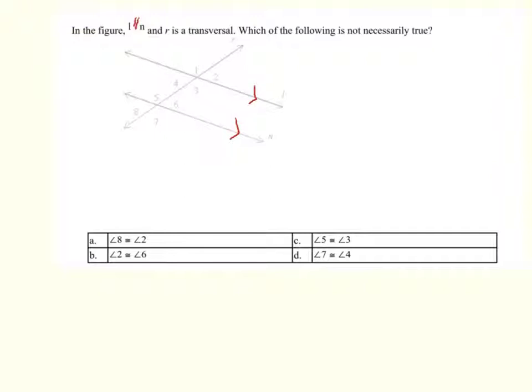Alright, in this problem, it gives us that line L is parallel to N and R is our transversal. Which of the following is not necessarily true? I know that my lines are parallel. If I look at option A, angle 8 and angle 2, those are alternate exterior angles. If my lines are parallel, I know those have to be congruent. If I look at C, angle 5 and angle 3, those are alternate interior angles. Since my lines are parallel, I know those are congruent. If I look at option B, angle 2 is congruent to angle 6. Those are corresponding angles. Those are going to be congruent.